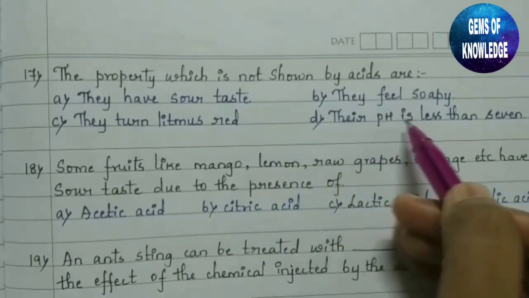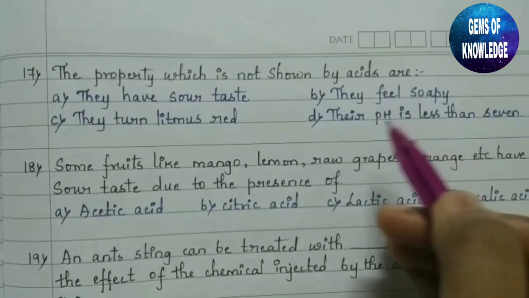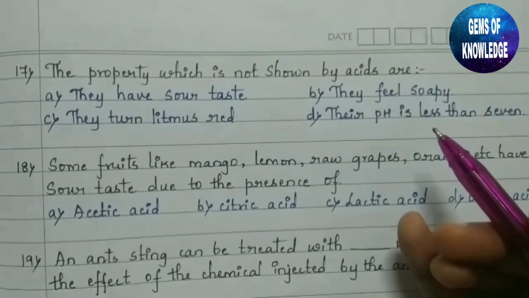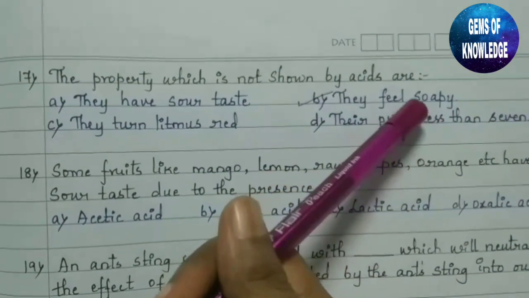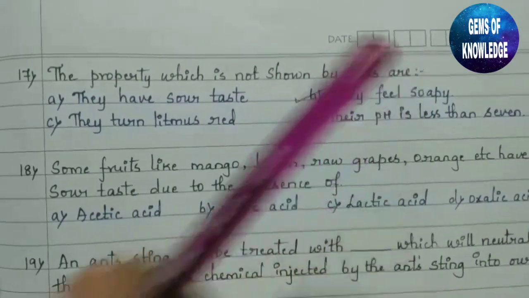Okay, their pH is less than 7. You know, acid means the pH will be less than 7 itself. So the answer here is they feel soapy. This is the property of a base, not an acid.